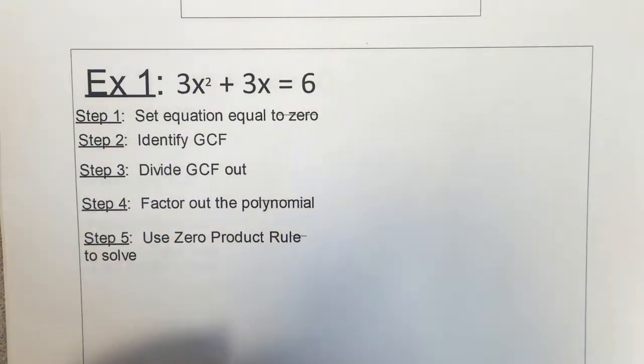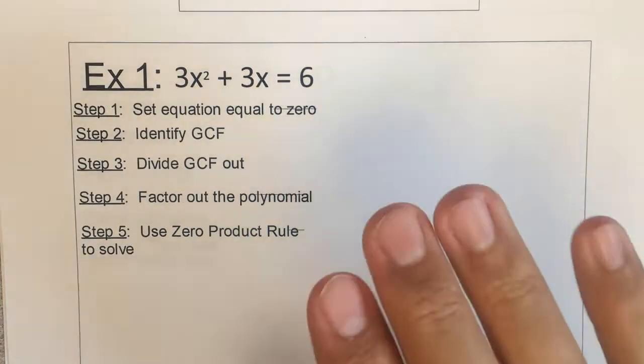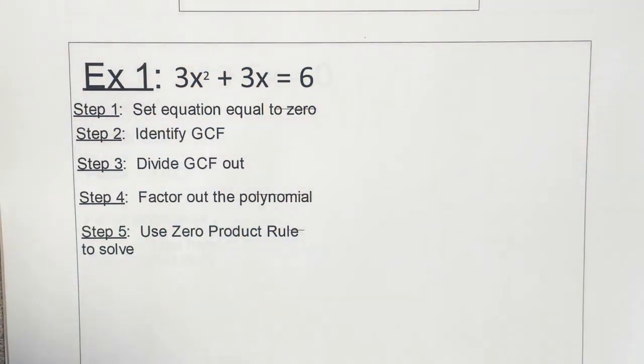So sometimes you're going to have to do this without a calculator, without a table. You're going to have to use factoring, or it's one of the possible ways you can do this is using factoring. So the first thing we're going to do is we're going to set the equation equal to 0.